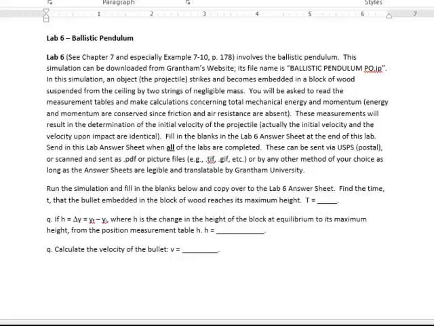So this week we're going to be using the interactive physics videos again. Specifically, we're going to be using the ballistic pendulum file that you guys should have downloaded by now.